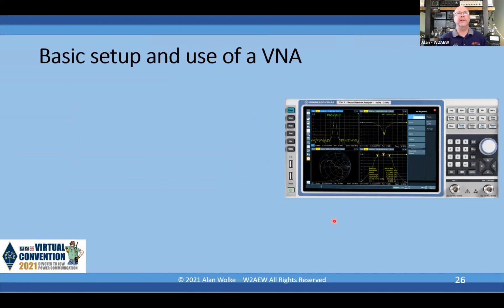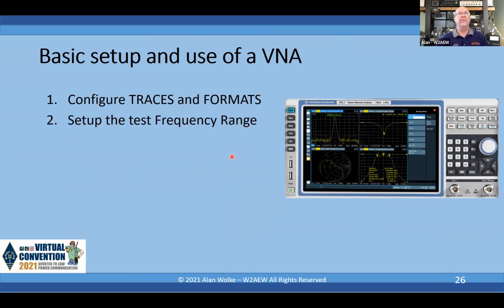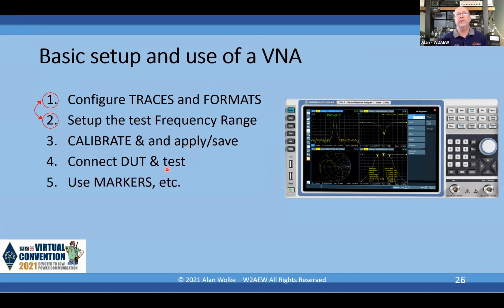So for the basic setup of a VNA, you're generally going to configure what traces and formats you want to have, and set up the test frequency range. Similar to a spectrum analyzer, you set up a center frequency and span, or a start and stop frequency. Those can be interchanged in whichever way you want to go. Once you've determined those things, you run through the calibration process for that particular analyzer. Then you save and apply those corrections to your test. Then you can connect up your DUT and make your tests, use your markers, adjust traces and formats as needed, and make all the measurements that you want.